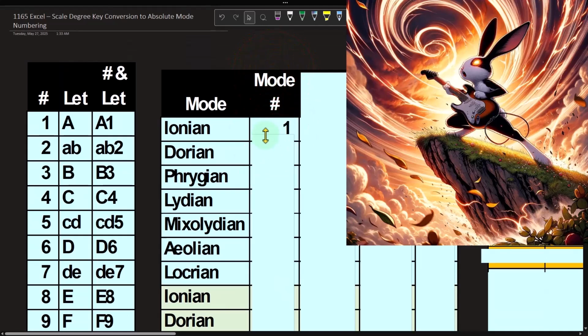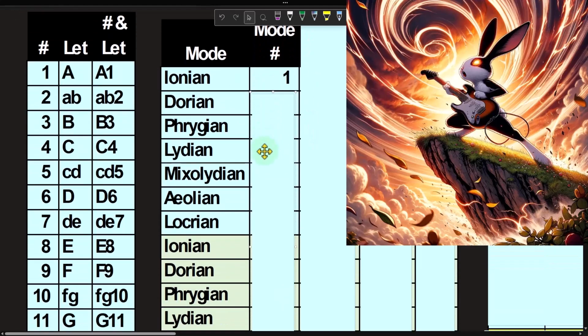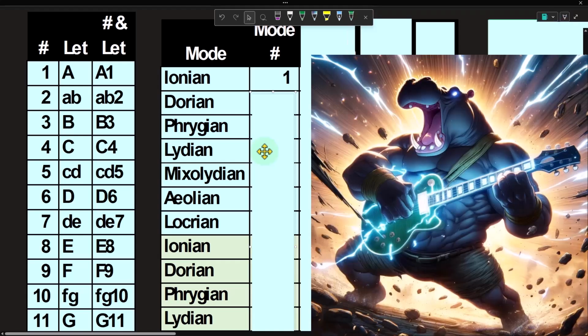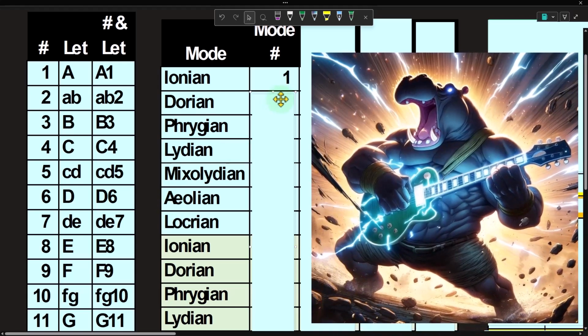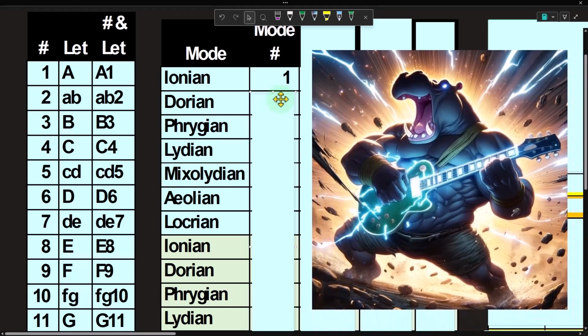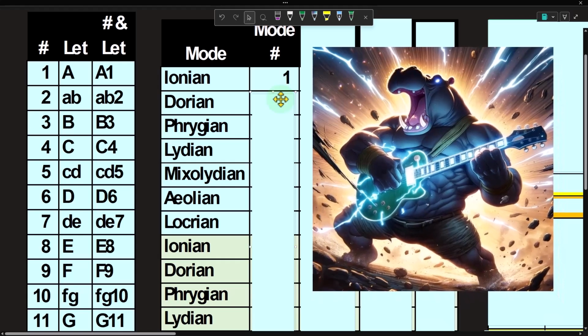So then we have the mode numbers. These are what I'm going to call absolute mode numbers, like the Nashville number system. I don't care if I'm in the major key or the minor key. I want to keep the numbers the same. I think that's actually the more sophisticated thing to do.